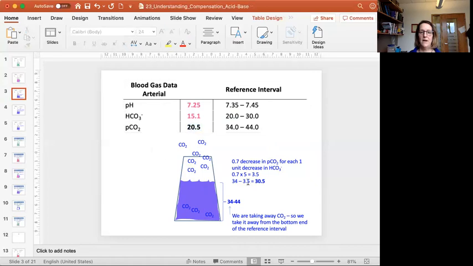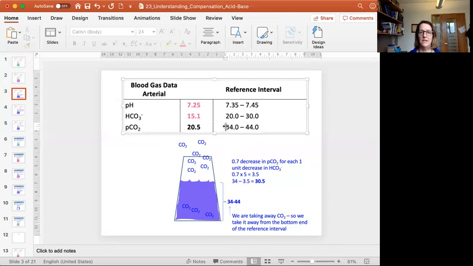And how did we figure this out? How did we get 30.5? Well, since we're taking CO2 out of the system, we take that 3.5 off of the bottom end of the reference interval. And we'll talk about differences in that in a moment.